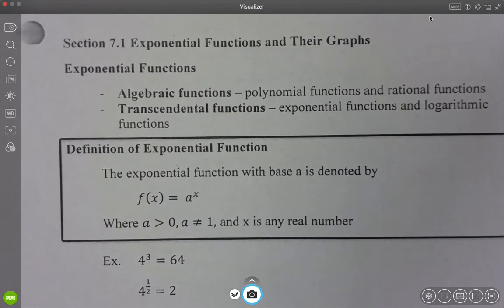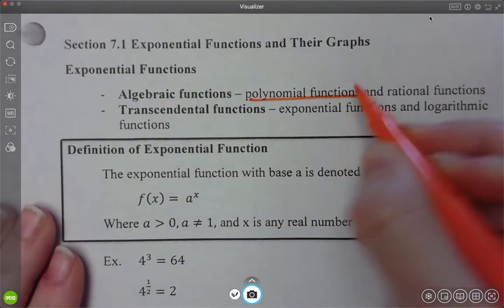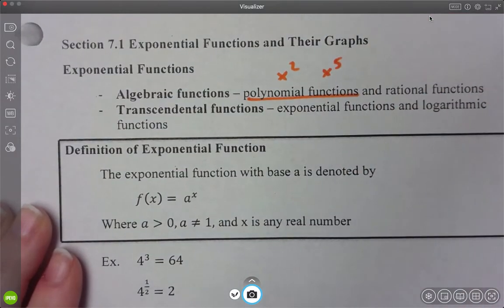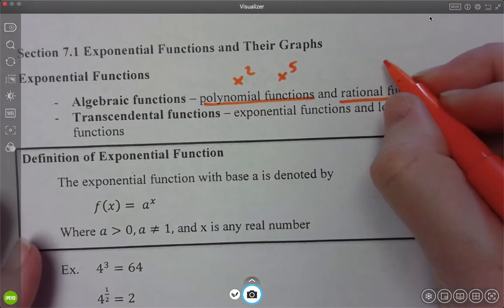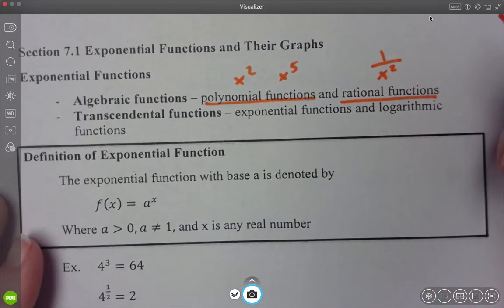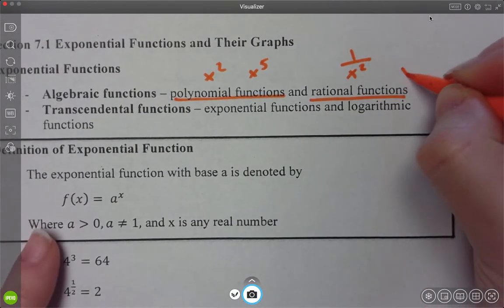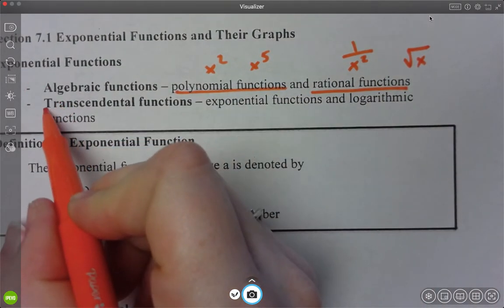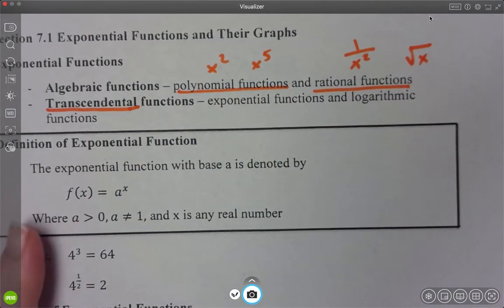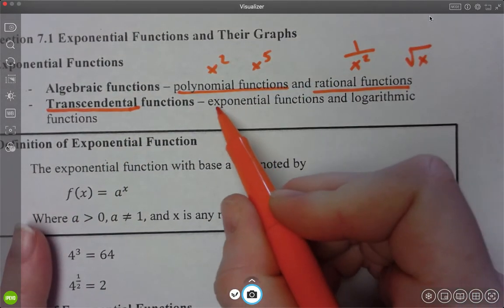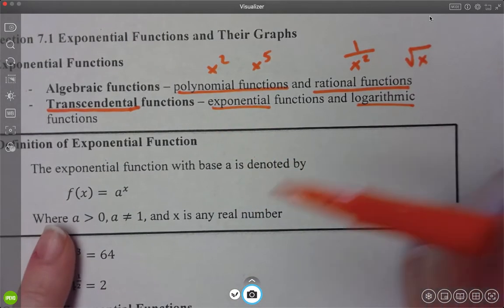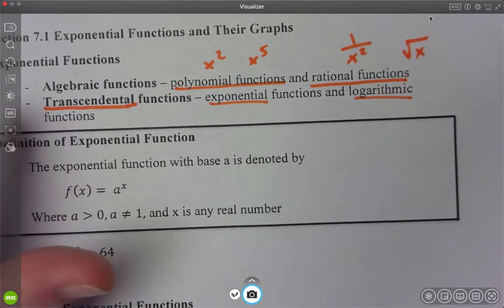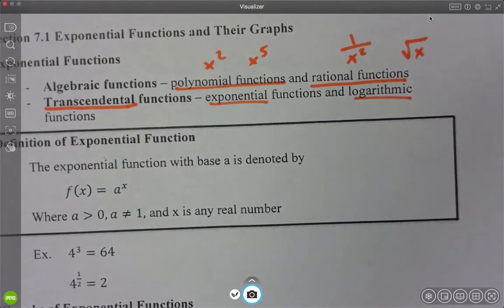So algebraic functions is what we've been dealing with so far, which are polynomial functions, like x squared or x to the fifth power. And then also some rational functions, like 1 over x squared, things like that, the square root of x. Those are all algebraic functions. But now we're getting into something called transcendental functions, which are your exponential and log functions. Those are lumped into that category. I don't know that we've ever had that vocabulary word before, transcendental, but that's what exponential and log functions are lumped into.